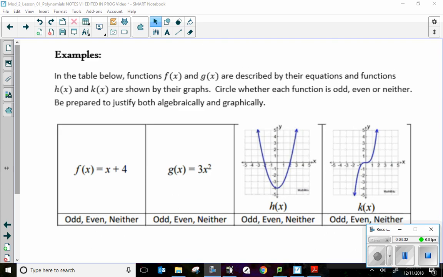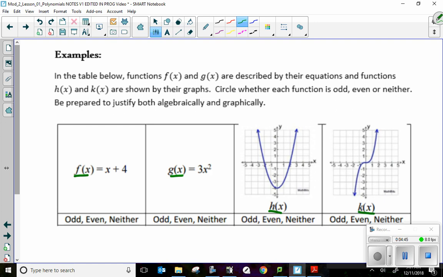So now we have 4 functions here: f of x, g of x, h of x, and k of x. And we are going to tell if they are odd, even, or neither. Now, h of x and k of x, my 2 on the right, seem easier because they're graphs. In fact, we can almost tell what they are, but we'll wait. Let's take a look at our equations.